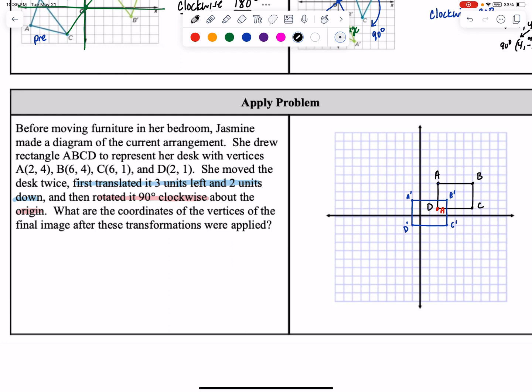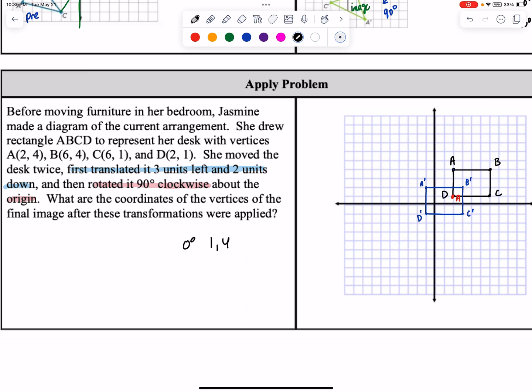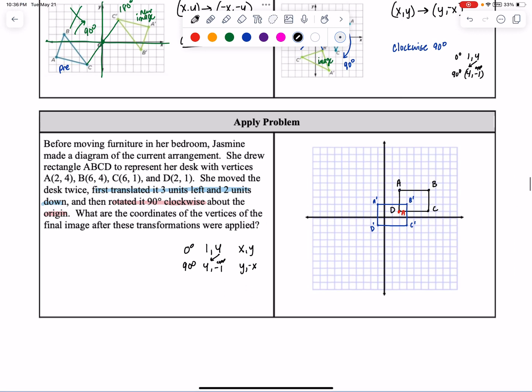And so if I pretend we have 1, 4, and this is our 0 degrees, if I want to go clockwise 90, remember the trick is just move this. Move this to here, take the opposite of X there, and there we go. So for this one, my mapping is XY, and then my Y goes to here, and my X becomes negative X here. So I would probably just do it with the mapping like this.